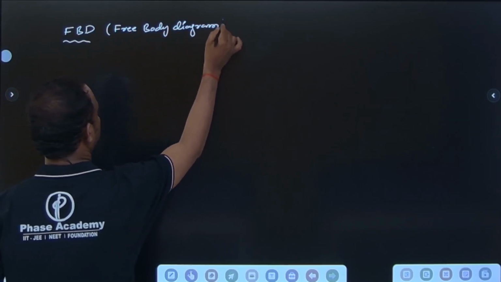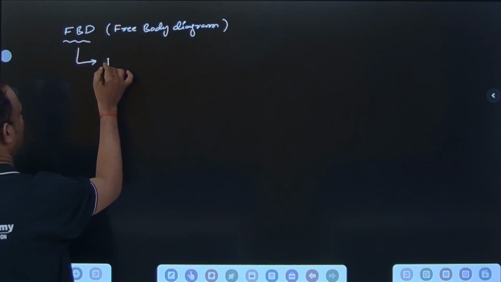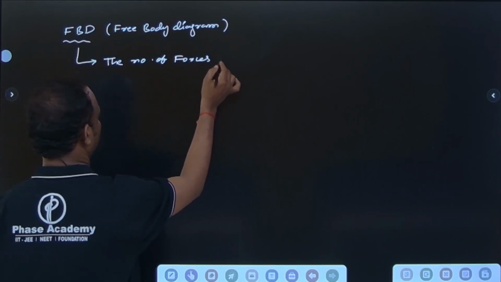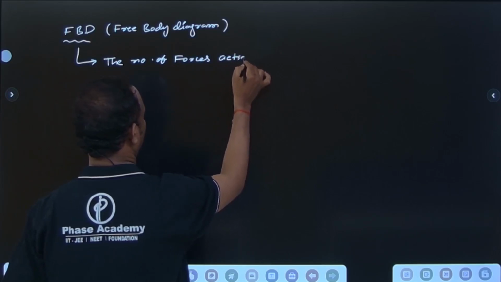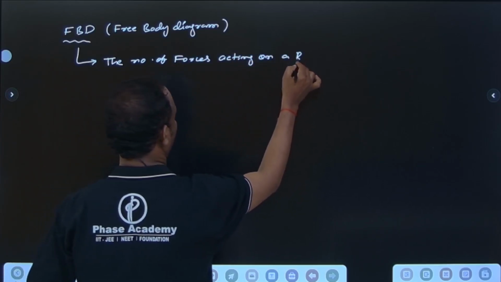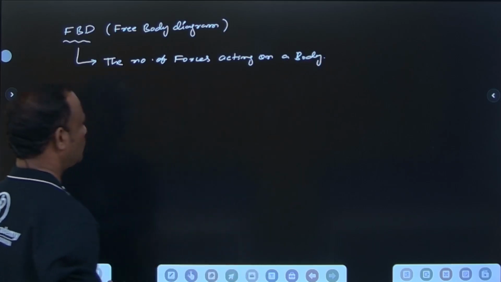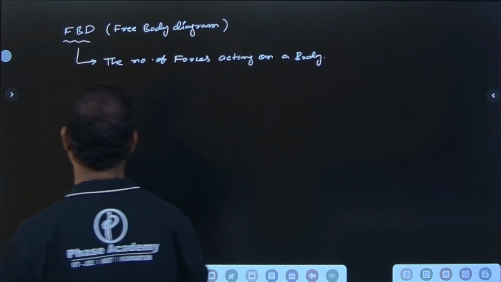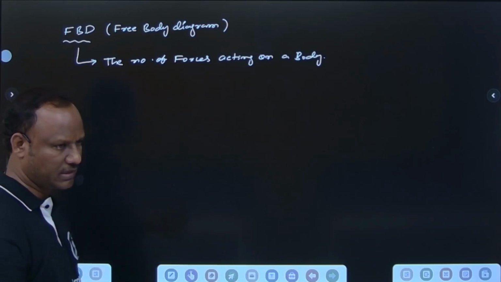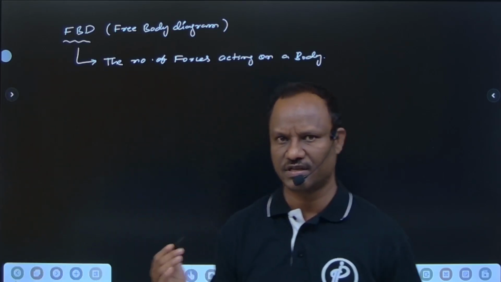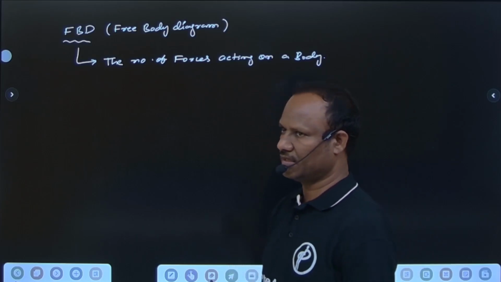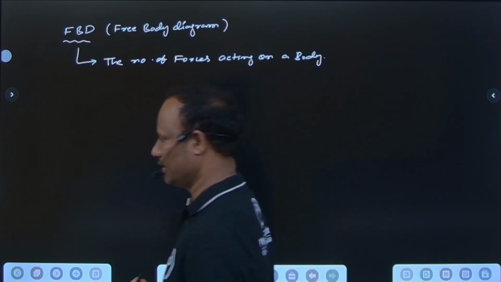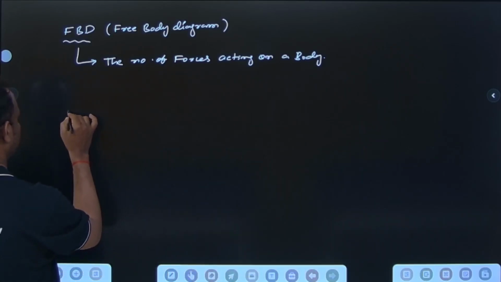Free body diagram is just the number of forces acting on a body, or by the body also. So, the total number of forces: how many forces are acting on the body? It is a diagrammatical representation of the number of forces acting on a system or by the system. So this can be represented by a free body diagram.